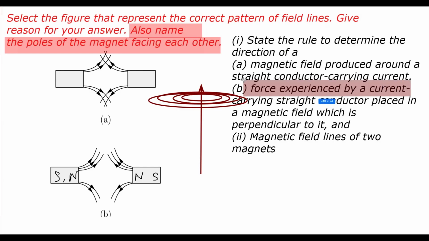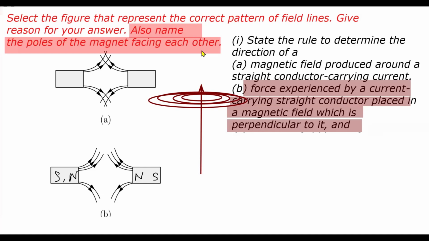It says force experienced by a straight current carrying conductor placed in a magnetic field. So here the answer for this will be what? Let me erase the later part so you're not getting confused. Now here we are talking about Fleming's left hand rule. It is Fleming's left hand rule which determines the direction of force produced in a current carrying conductor placed in a magnetic field.